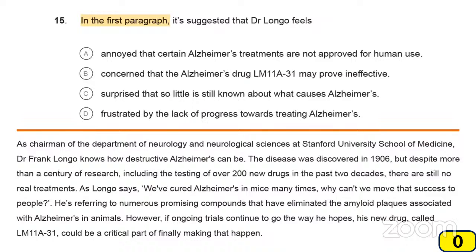As the third option, being surprised that so little is still known about Alzheimer's, there is nothing mentioning how much knowledge there is regarding Alzheimer's. And the fourth I have chosen because 200 new medicines have been tried, and many times it has been successful in mice, but it is not able to succeed in people. So that's why the scientists are frustrated regarding the progress on Alzheimer's.